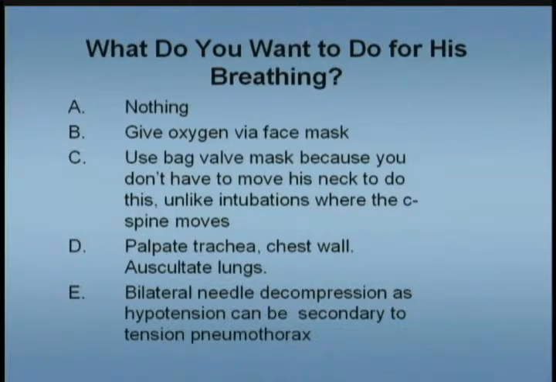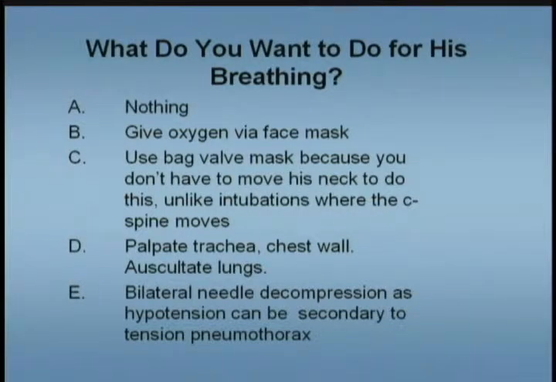Okay? But how would I look for a pneumothorax clinically? I would palpate the trachea. I would palpate the chest wall. I'd feel for crepitus when he breathes, and I'd auscultate the lungs. So that's the right answer here. That's what I'm going to do next for his breathing. He's breathing okay. I really don't need to do any maneuvers, but I'm going to assess for any other types of injuries that will affect his respiratory mechanics.